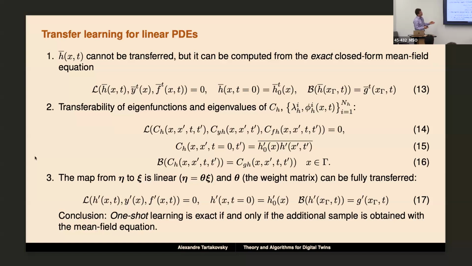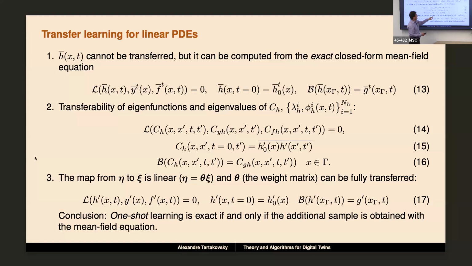Okay, so next we can write the equation for fluctuations. And what we find is that for linear equations, the equation for fluctuations has the same form as the equation for the mean, so it is linear. And then what we can show, number one, is that the map from eta to psi is linear.